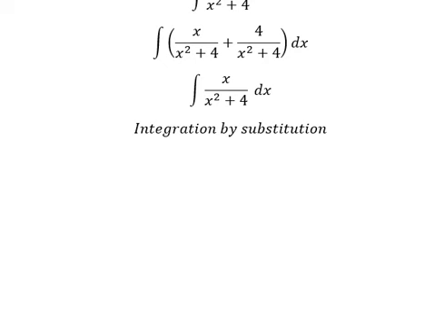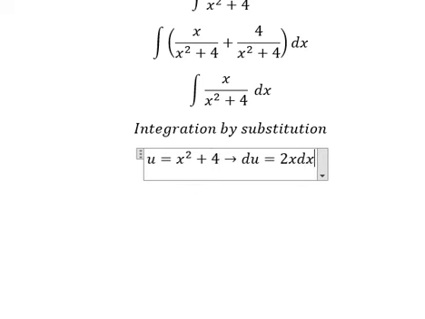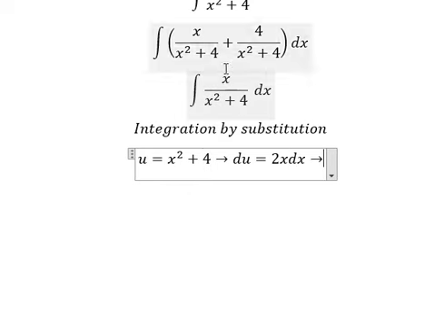So I will put u equals x squared plus 4. After that, we need to first take the derivative of both sides. This one is 2x, and this one is the constant, so you get 0. Because we don't have the number 2, we need to divide both sides by 2.